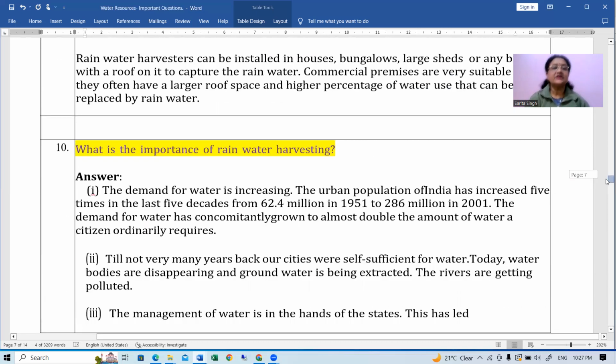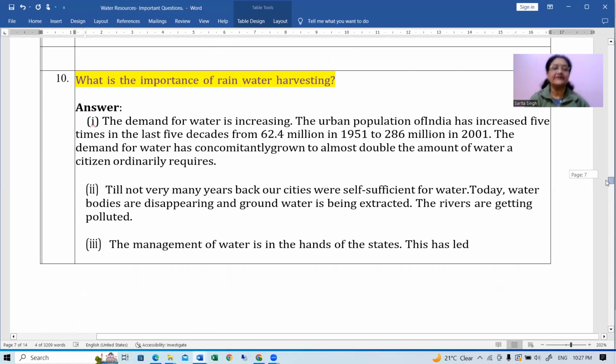Next is, what is the importance of rainwater harvesting? Demand for water is increasing day by day because of the increasing number of people. The population is increasing very fast, so the demand for water has actually grown a lot because of the increase in population. So to fulfill that demand, somehow we can use this rainwater harvesting. It is going to help.